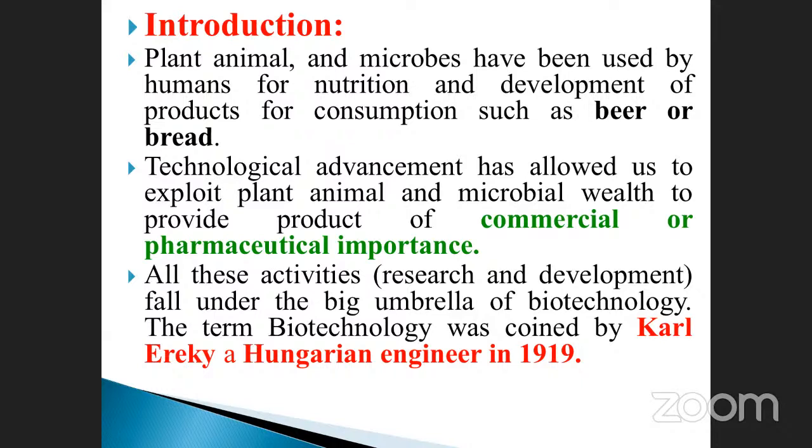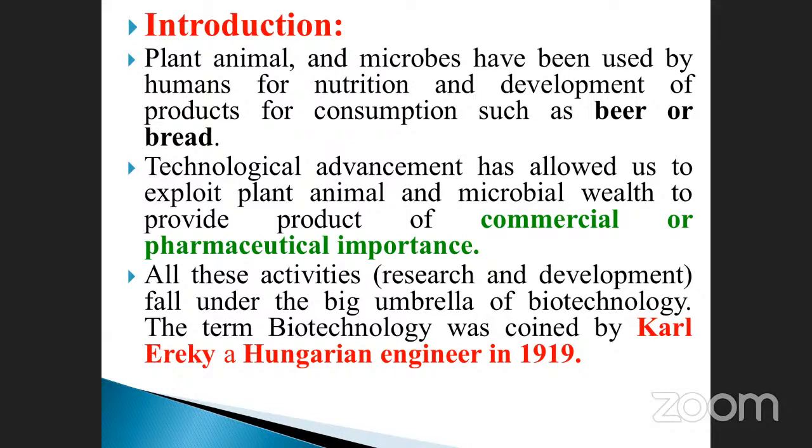Plants, animals and microbes have been used by humans for nutrients and the development of products for consumption, such as beer or bread. These are also for human consumption, commercial purposes only. Okay, man-made processes, whatever they may be. It is also used for technological aspects. See here, technology advancement has allowed us to exploit plant, animal and microbial wealth. Suppose the highly resistant plant, highly resistant animal, highly resistant microbial. It's also very, very important.